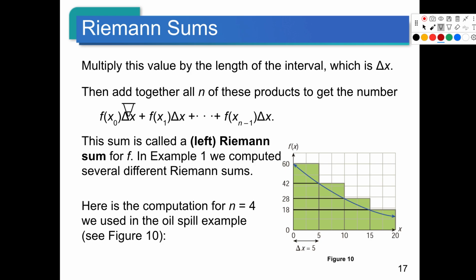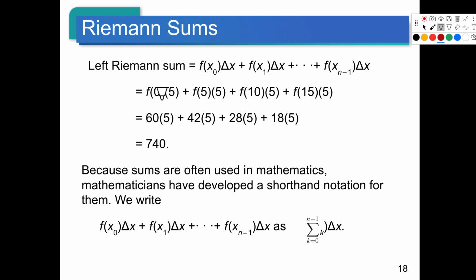But it's just length times width, right? Length times width each time. And since the width is always the same, we could just move it to the end and just add all the heights. And that's what they do. So they just do f of 0, f of 5, f of 10. They're adding the function values, all times the widths, and that's how they're getting it.